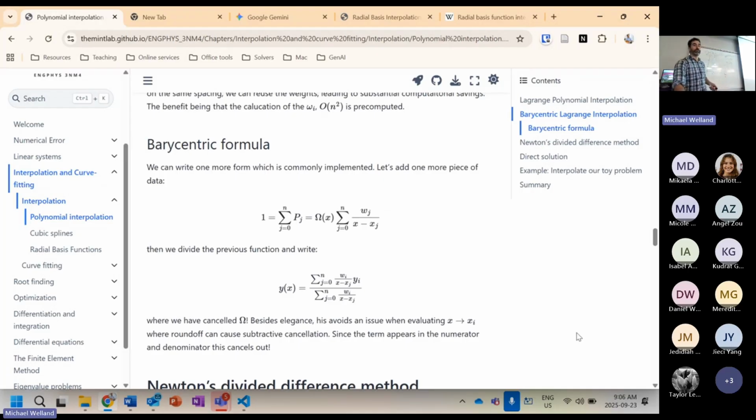There is one more simplification. This is the way that's actually implemented in a lot of these packages. It's called the barycentric formula. Again, you do one more simplification.